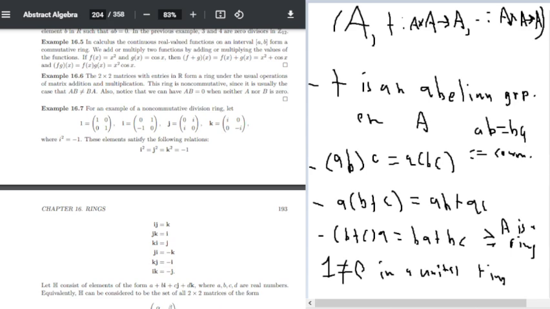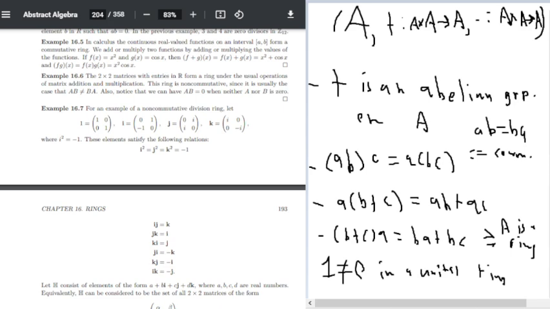Example 16.6. The 2x2 matrices with entries in R form a ring under the usual operations of matrix addition and multiplication. This ring is non-commutative, since it is usually the case that AB is not equal to BA. Also, notice that we can have AB equals 0 when neither A nor B is 0.